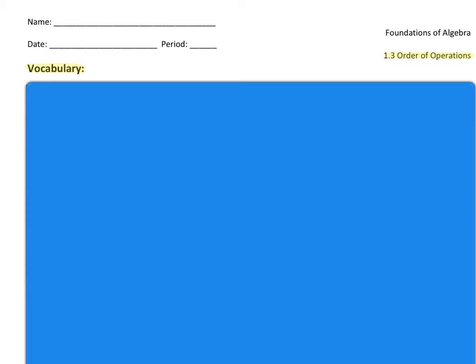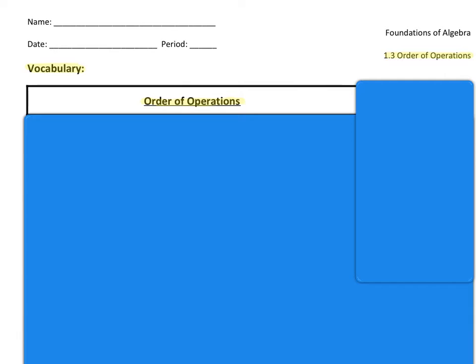Today we're going to complete 1.3 notes for order of operations. To begin our notes, we're going to first look at what is meant by order of operations. So we already know what operations are. Normally we would say that there are 4 operations, but actually there's more than just 4 operations.